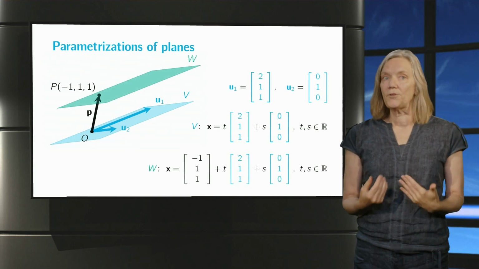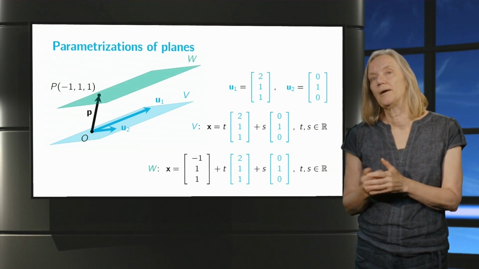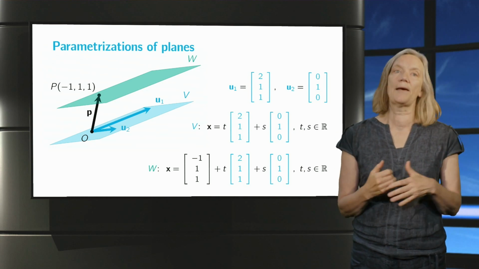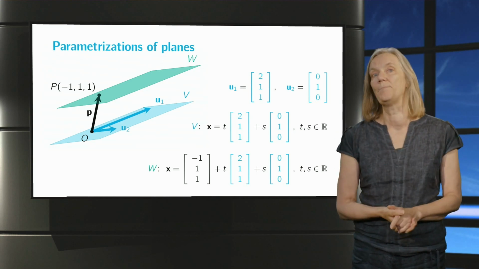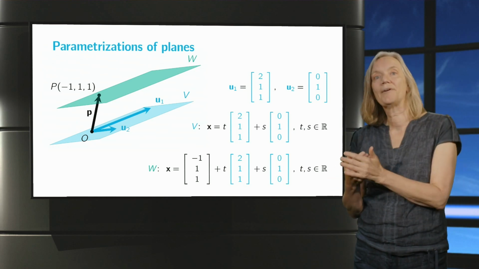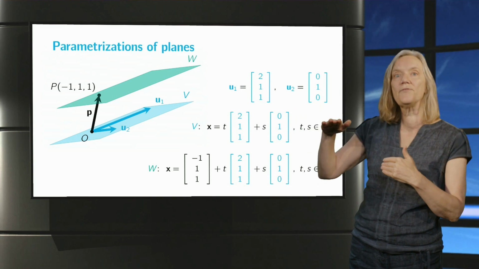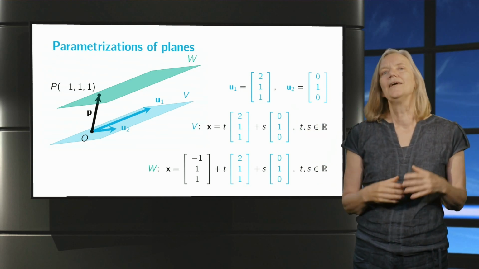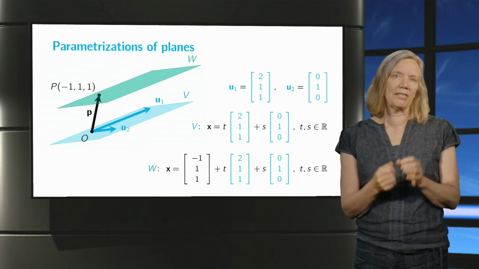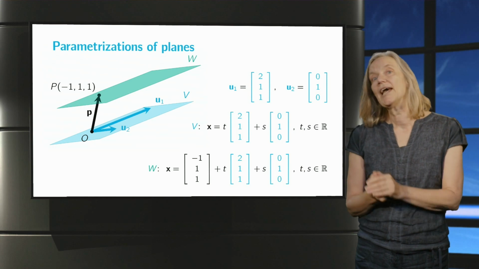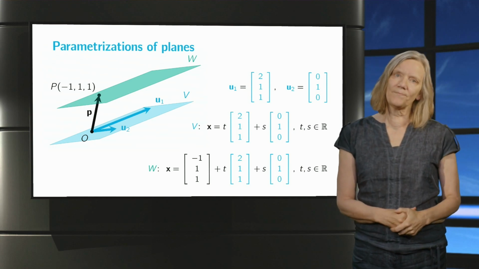For a plane not through the origin, such as this plane W, you have to add a position vector. The position vector can be a vector to any point in the plane. Starting in point P, with the direction vectors, you can then move in the two directions of the plane. A plane is uniquely determined by two directions and one point. You recognize these three elements in the parameterizations.